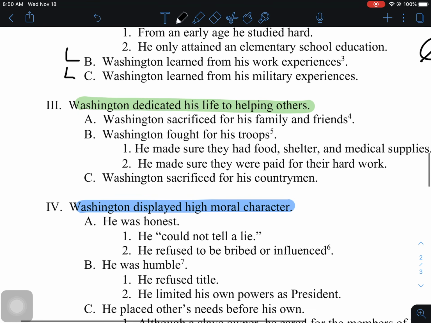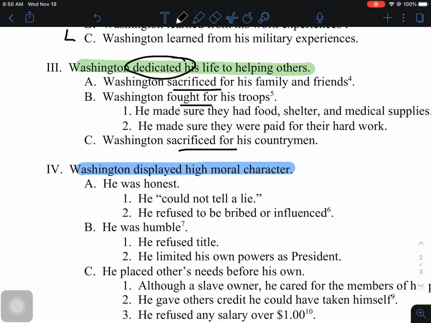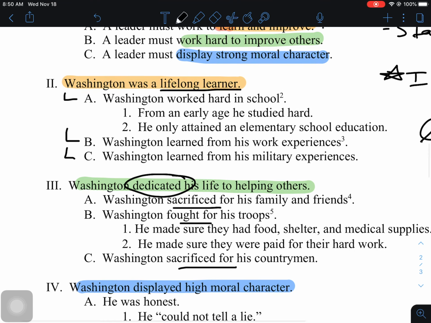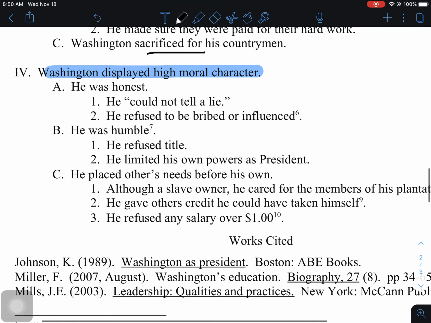As I get to this next part, he dedicated his life to helping others. I can see how he sacrificed for them, he fought for his troops, he sacrificed for his countrymen. All of those things speak to this idea of being dedicated, right? So each claim I'm developing and supporting just that main point, and I'm not focused on the biography of a person. I'm focused primarily on making sure that those parts of his life are connected to the main point I'm trying to develop, which is also then connected back to the criteria, which is the connection back to the thesis. That sense of connecting each point is what's really critical in a speech like this.